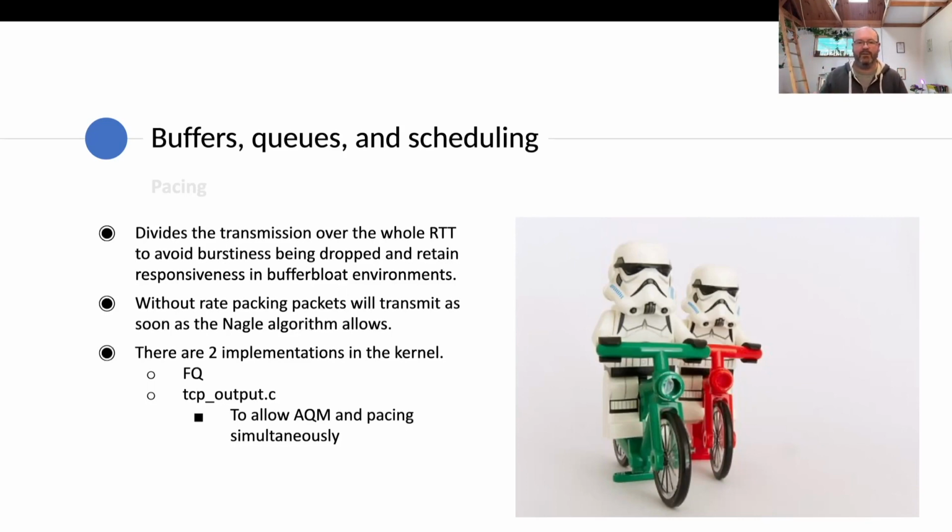I think on the next slide I've got an example of a pacing versus a non-pacing example. There are two implementations of pacing in the kernel. One is in FQ, the fair queuing discipline, as well as the other one, which was brought in to allow people to use CoDel and AQM simultaneously with BBR as a congestion control algorithm, among other things. And effectively, if you specify the pacing limit in the socket option, Linux will automatically pick up whether it needs to do it in TCP output or in the queuing discipline.